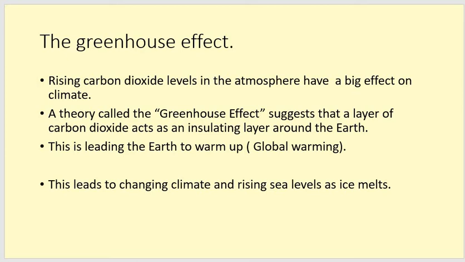And a theory called the greenhouse effect suggests that the layer of carbon dioxide in the atmosphere, remember we're looking at the atmosphere, the gases surrounding the planet, acts like an insulating layer around the Earth. It's a little bit like a duvet really. And this is leading the Earth to warm up, global warming. And this leads to a change in climate and rising sea levels. Sea levels rise as the ice melts, and as the sea levels rise, there is less land for people to live on, as well as changes in climate.